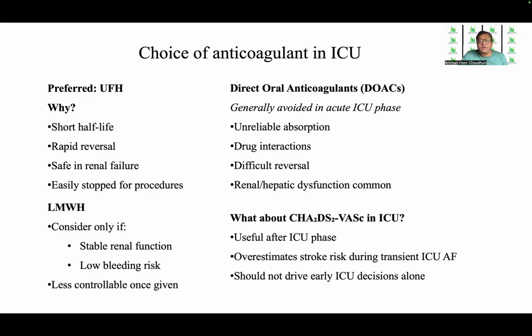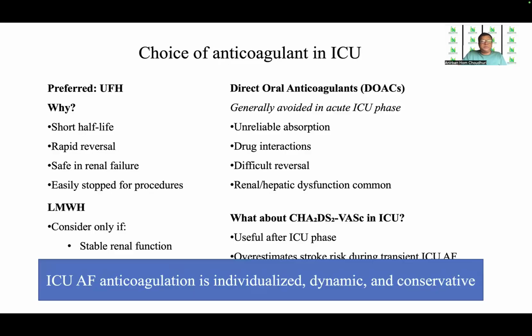What about the CHA2DS2-VASc score, the modified CHADS score, in the ICU? This is often useful after the acute phase in the ICU, but you have to remember that it overestimates stroke risk during transient ICU atrial fibrillation, and it should not drive early ICU decisions alone. So a holistic approach should be undertaken by considering all the risk factors and the clinical hemodynamic stability along with the drugs the patient is getting. So ICU atrial fibrillation anticoagulation is individualized, dynamic, and a conservative process.